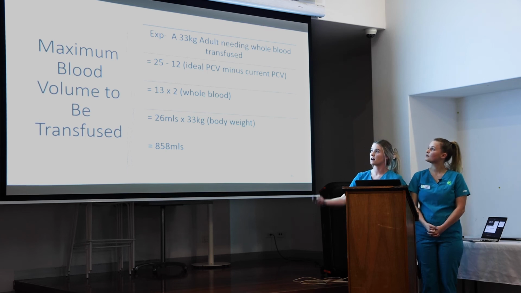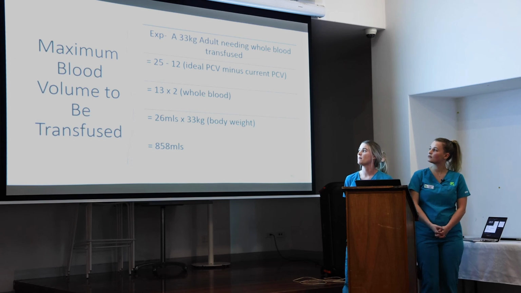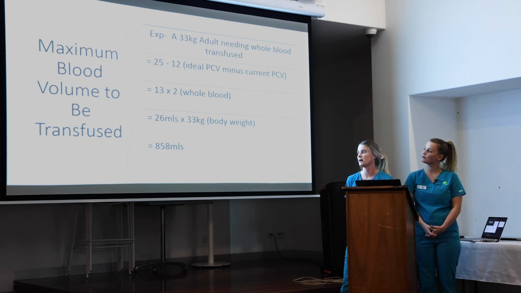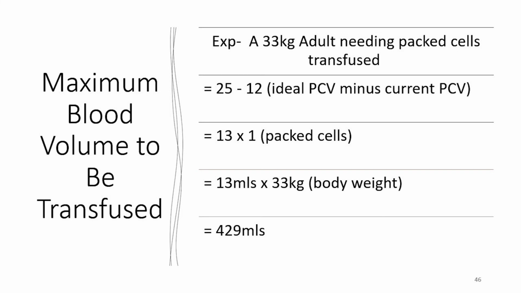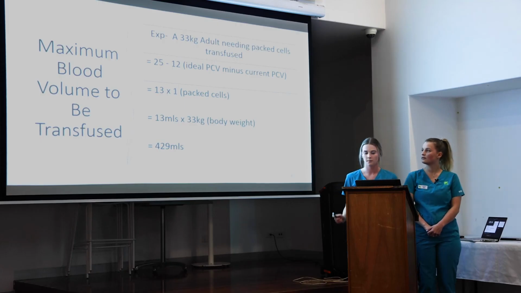So we're taking their desired PCV of 25 and subtracting their current PCV of 12. That equals 13. We're then multiplying that by 2 for whole blood to get 26 mils, and then multiplying by 33 as their body weight to have a total infused volume of 858 mils. In this next example, it's exactly the same, but instead of whole blood, we are doing packed cells, which we multiply by 1 instead, which gets you 13 mils, and multiply that again by the body weight to get 429 mils to be transfused.